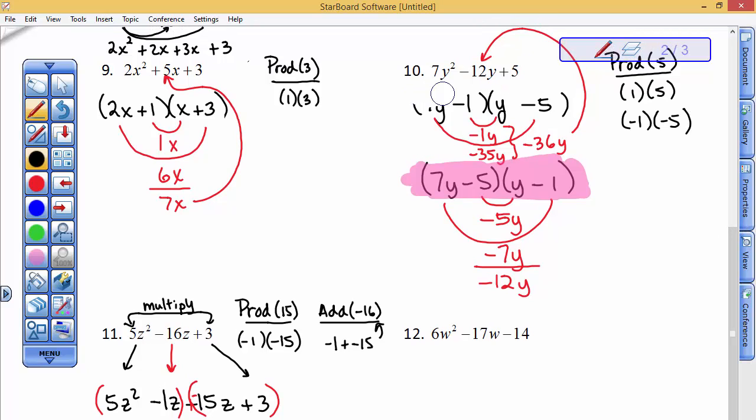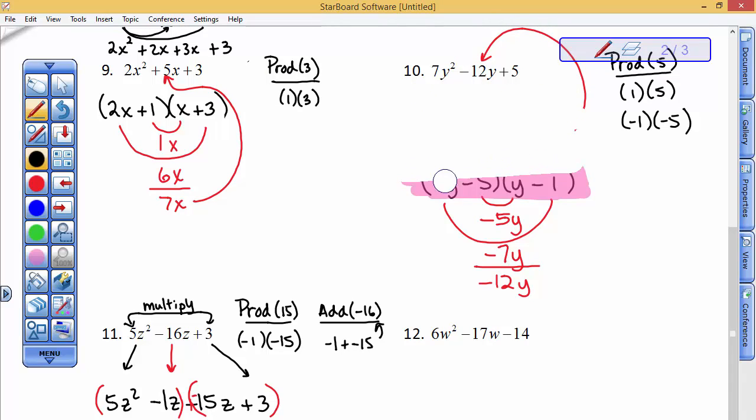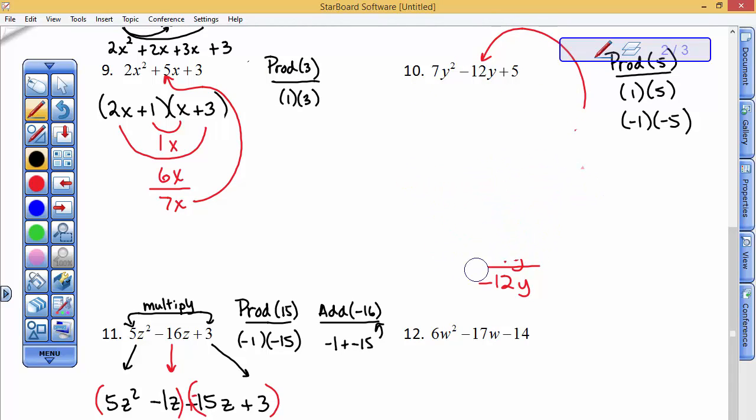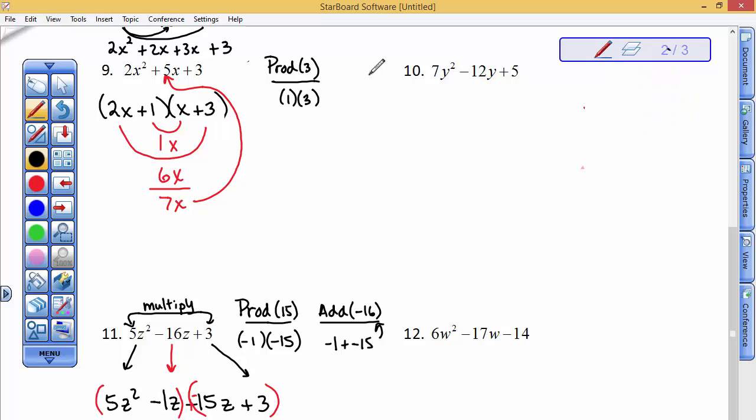So in this problem, I'm looking for two numbers whose product is 35. Product is a positive 35. And I want those two numbers to add to be a negative 12. So if their product is a positive 35, then I'm going to use the same signs. But I want their sum to be a negative, so I have to use two negative numbers.